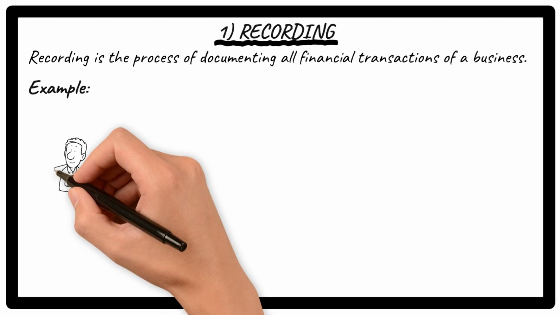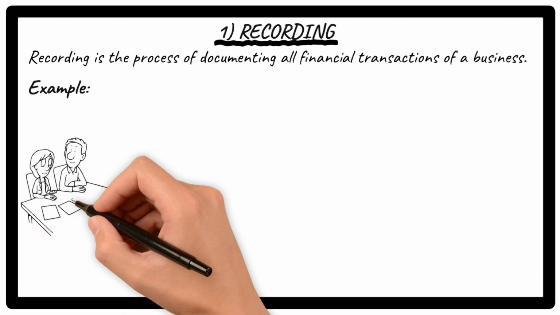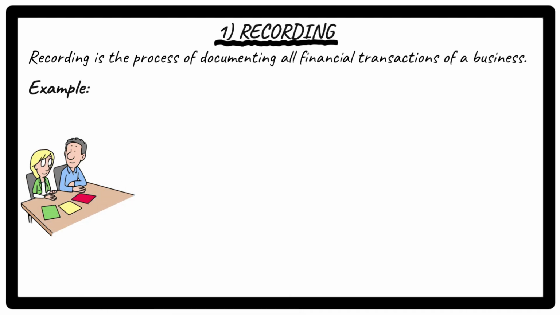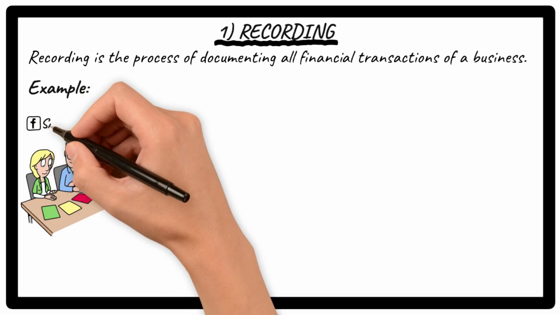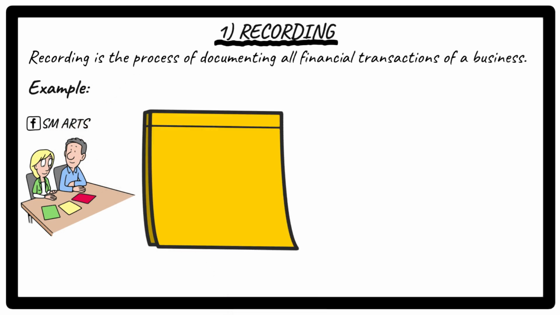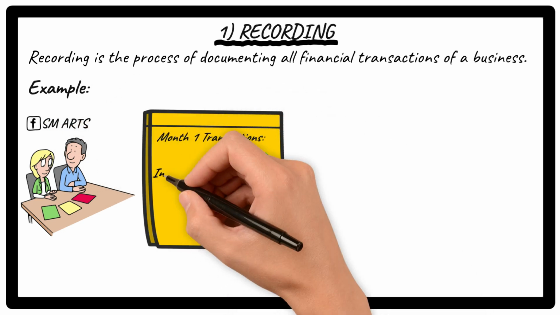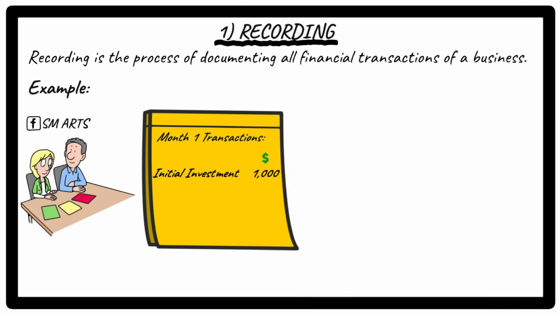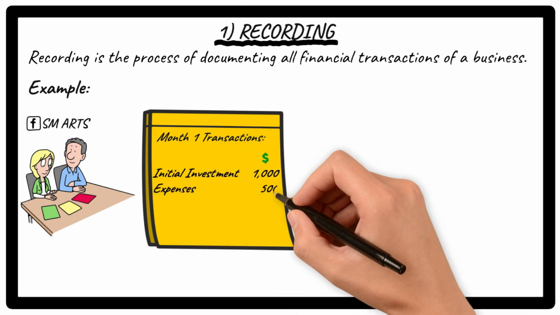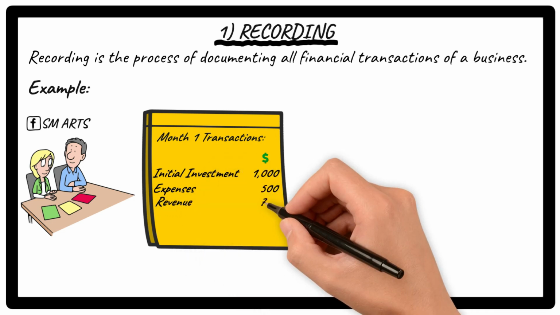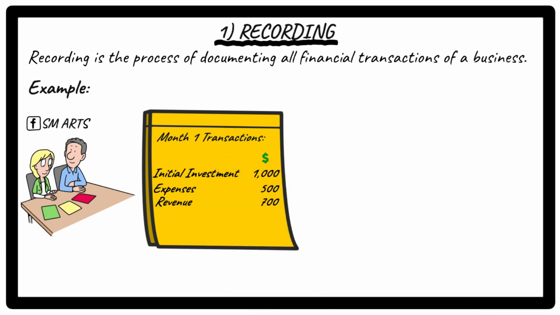Sarah and Mike both work full-time, but dream of escaping the 9-to-5 routine like most of us to achieve financial freedom by running their own business. So they started a side hustle of selling art and crafts products online on a Facebook page called SM Arts. At the beginning of this business, they invested $1,000 into it. They spent $500 on business expenses and made sales of $700 in their first month of trading. Sarah and Mike have no clue how to record these transactions, so they asked for our help to do the accounting for them. Let's record these transactions.